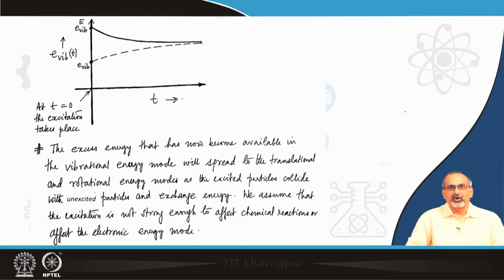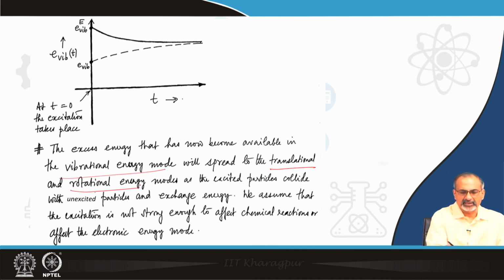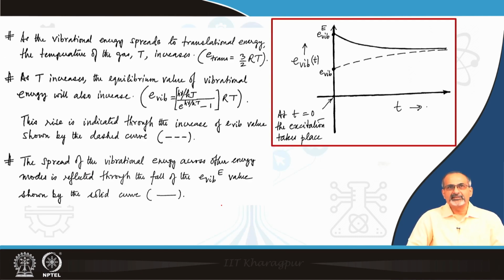So, the excess energy that has now become available in the vibrational energy mode will spread to the translational and rotational energy modes as the excited particles collide with the unexcited ones and they exchange energy. So, the percolation of energy into the other modes of course happens through the energy exchange brought about by the collisions, and we assume here that the excitation is not so strong that it can affect the chemical reactions or electronic energy mode excitations. In that scenario, as the vibrational energy spreads to the other modes, especially relevant is the translational energy mode, then the temperature of the gas will definitely increase, because the translational mode clearly has a direct proportion with the absolute temperature.